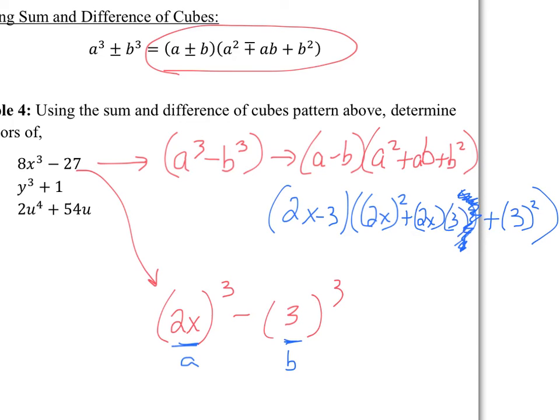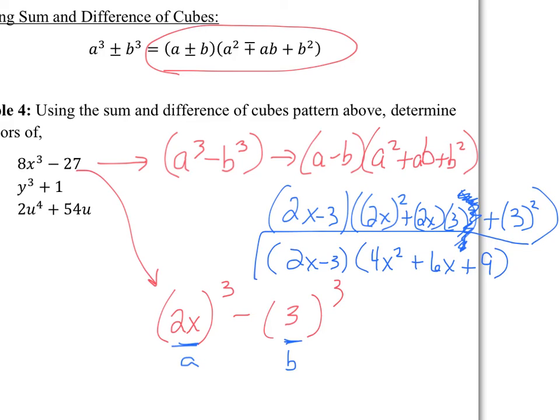So again, if I go through the process, A is 2x and B is 3. So this is A minus B. This is A squared. Then A times B is really 2x times 3. And then B squared is just 3 squared. So I go ahead and simplify a little further. What's the quantity 2x squared? 4x squared, really. So remember your rules of exponents. When you square 2x, square the 2, square the x, you get 4x squared. Then you have 2x times 3, which is 6x, and then plus 9. That would be the answer for part A.